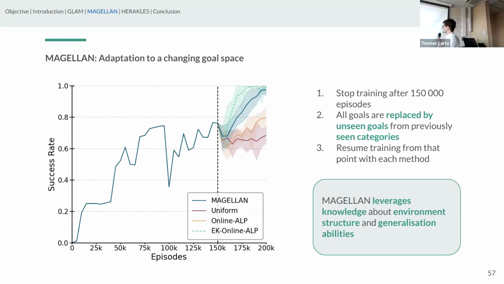And we can see that our method, Magellan, has a similar dynamic to the one that uses expert knowledge, that already knows which group a goal is in, and we are more efficient than online ALP, which crucially needs to resample goals inside this new goal space to be able to correctly select the new goals. So Magellan is able to generalize over a large goal space.